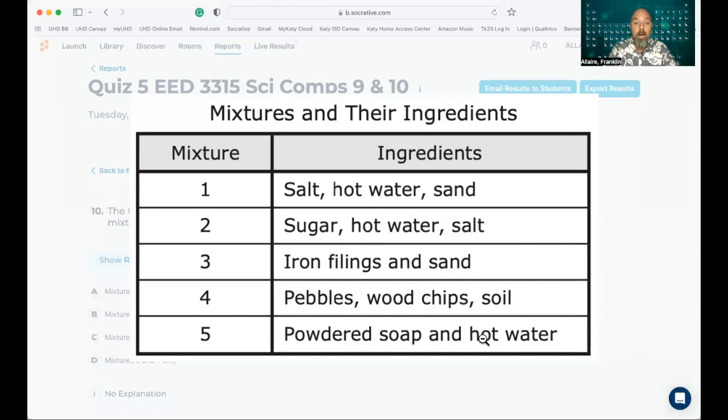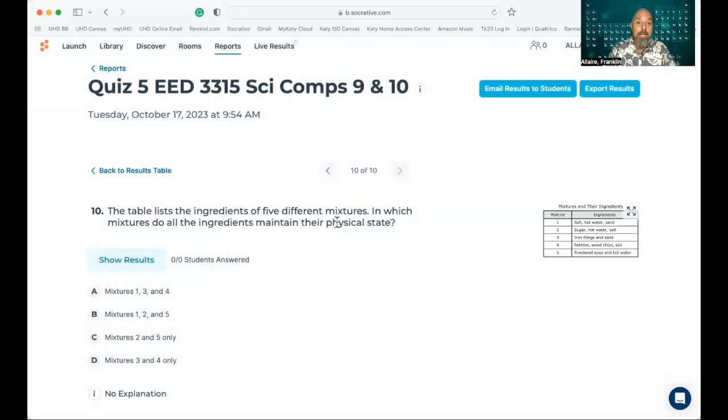Number 5, we have hot water and powdered soap. When you do your laundry, if you use powdered soap or any kind of detergent, that detergent is changing its physical state from a solid into, in this case, a liquid, because it's being added to hot water. So for 1, 2, and 5, the ingredients are not going to maintain their physical state. Therefore, any list here that contains mixtures 1, 2, or 5 can be eliminated.